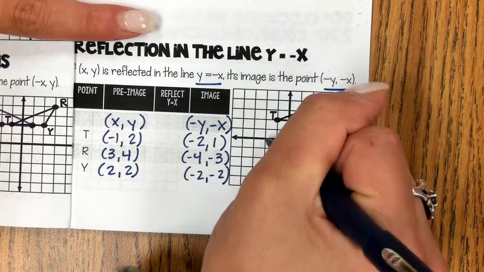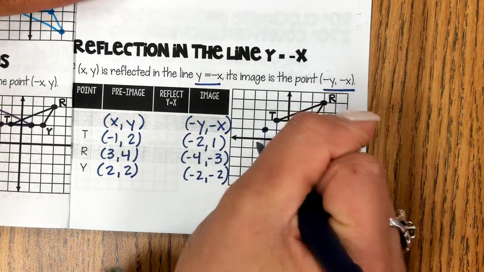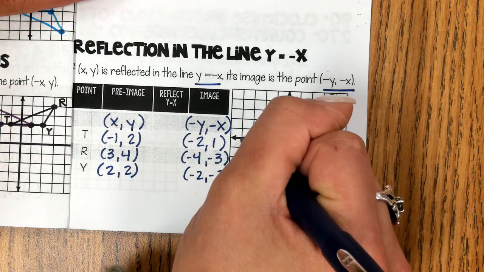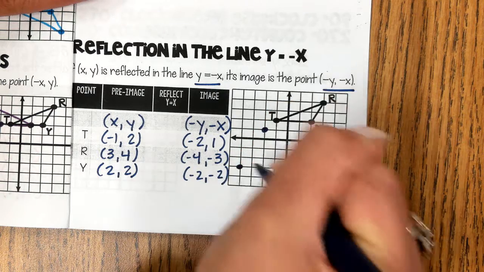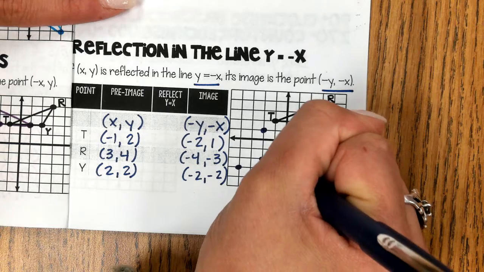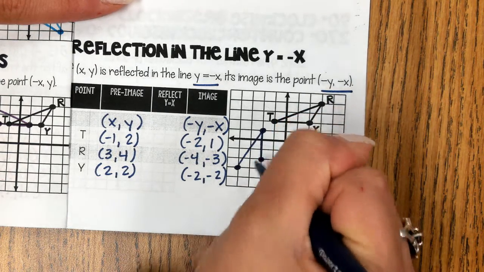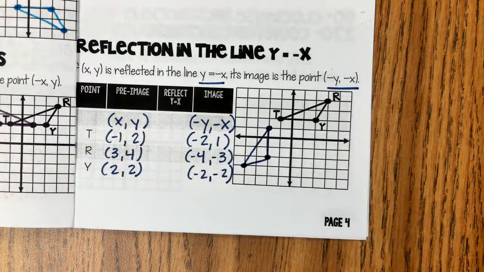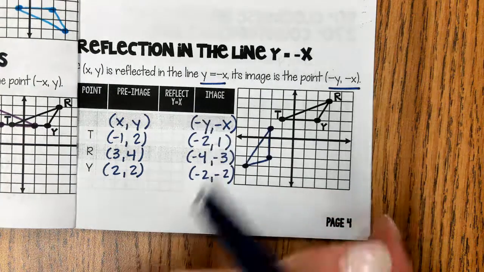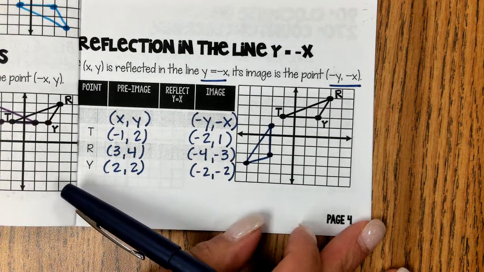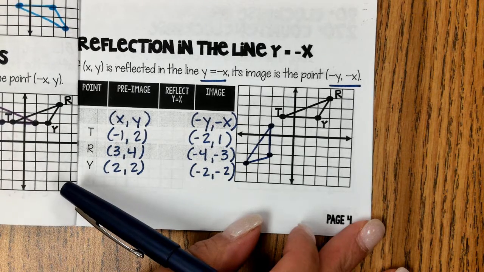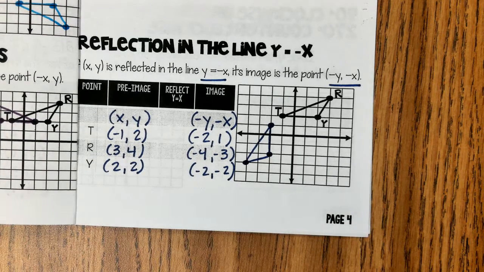Okay, so we have -2, 1, -4, 1, 2, 3, -3, and -2, -2. Okay, so that's how your figure should look. Okay, does everyone have this down correctly? All right, let's move on to the next page, which is rotations.